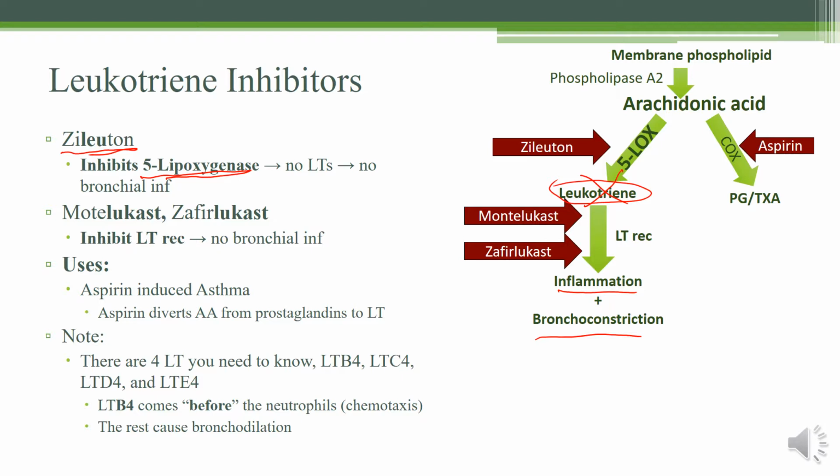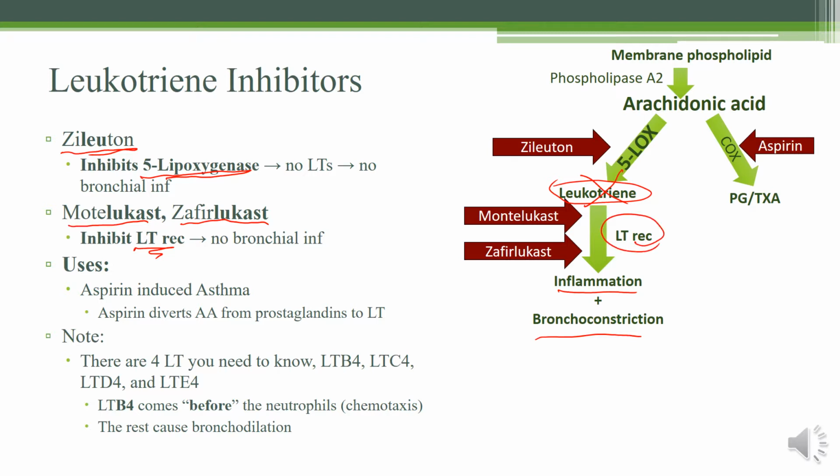The other two that you need to know about are montelukast and zafirlukast. They both end in lukast, and so that makes it pretty easy to memorize. And what you need to know is that they inhibit the leukotriene receptors, so you don't get bronchial inflammation or constriction by inhibition of the receptors themselves.